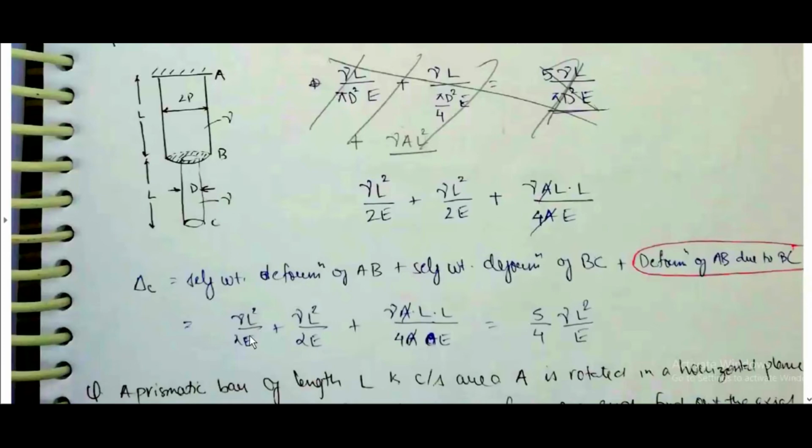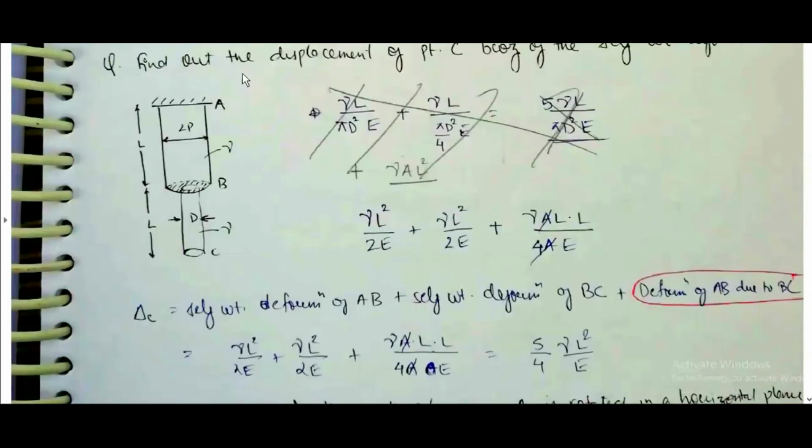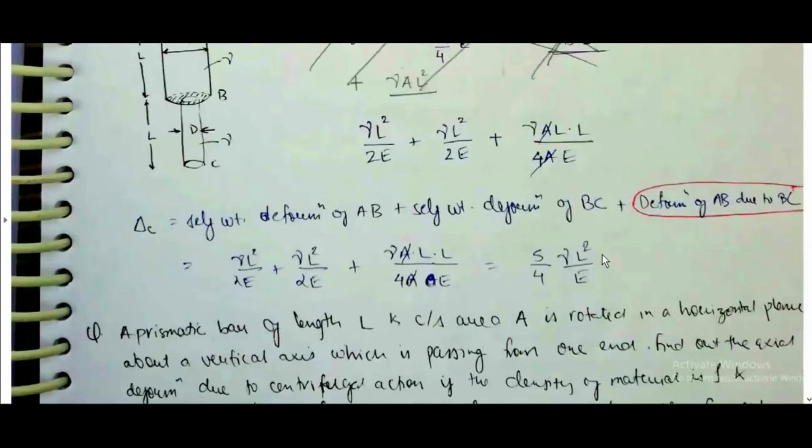Self-weight deformation in AB is gamma L square by 2E. Self-weight deformation in BC is also gamma L square by 2E. Deformation of AB due to BC is gamma AL of BC, weight, L into L by 4AE, where the area is 4A if the diameter is 2 times. Then we will get 5 by 4 into gamma L square by E.